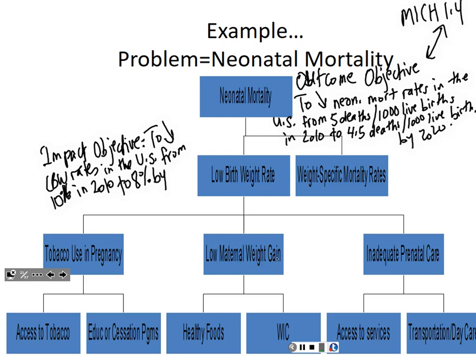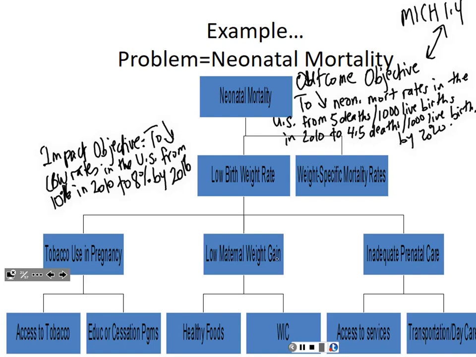Should we achieve our impact objective earlier to be able to see a change in neonatal mortality? We really should achieve our impact objective earlier, because it's going to take time for the change in low birth weight rates to translate into a change in neonatal mortality. So let's say by 2016 or something like that. So impact objectives are typically intermediate in terms of their time frame, typically between 1 to 5 years.